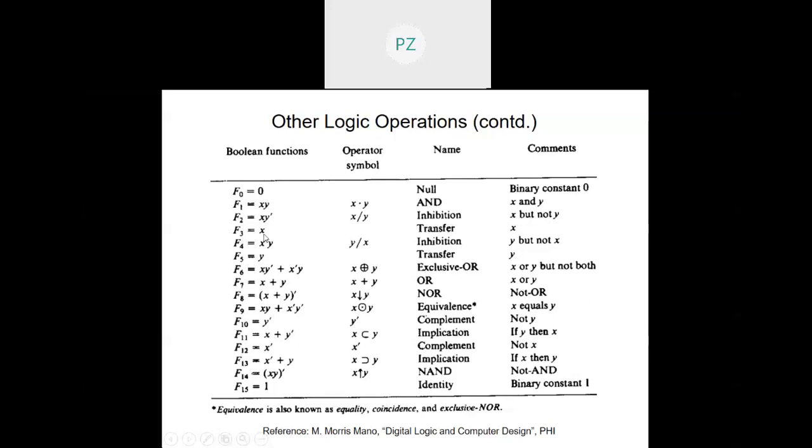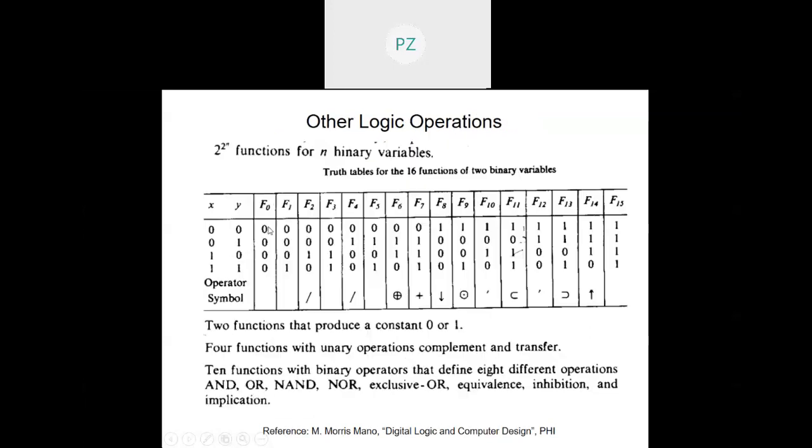F3 will be x, right? Why will it be x? Let us see F3. It has got x y dash plus x y. So x will be common using the distributive property. Inside you will have y plus y dash, and y plus y dash is 1. So x dot 1 will be x.